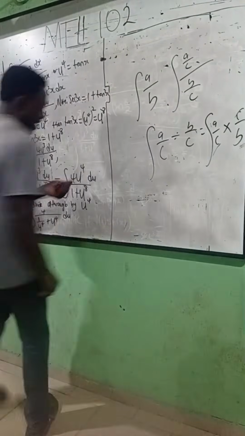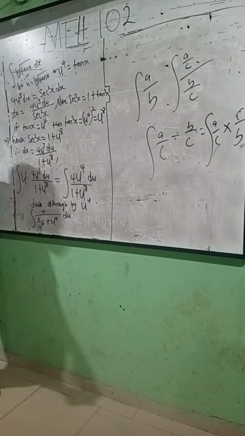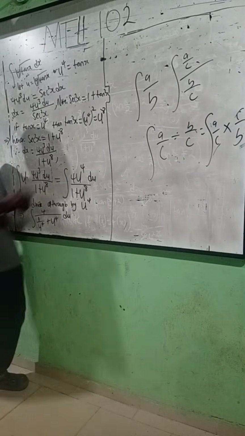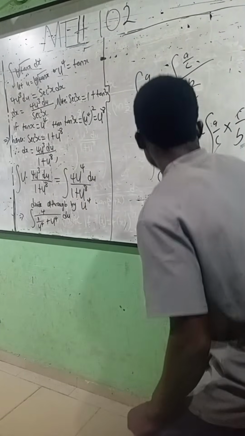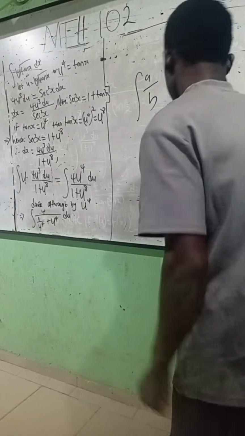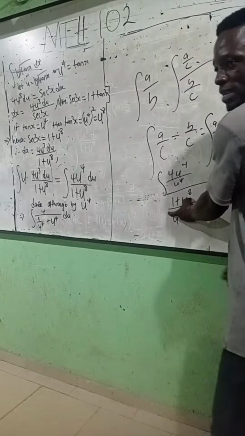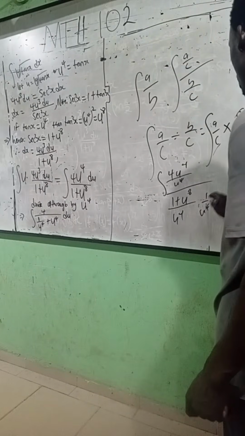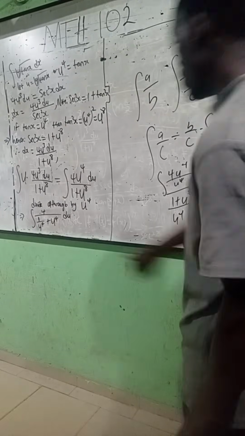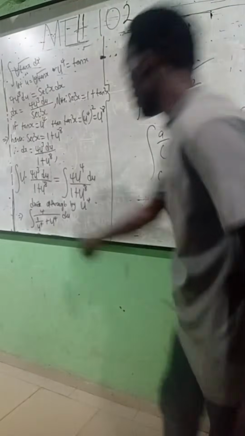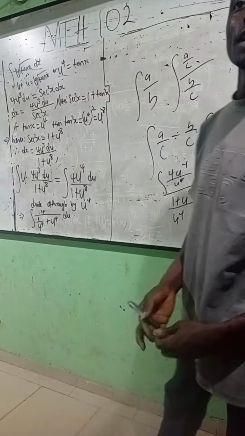What I'm doing here, I'm dividing both the numerator and denominator by u raised to power 4. So now if I divide this one by u raised to power 4, it becomes integral of 4u raised to power 4 over u raised to power 4 divided by 1 plus u8 over u raised to power 4. And now I can split this guy to 1 over u raised to power 4 plus u8 over u raised to power 4. So 1 over u raised to power 4 is this. u8 over u raised to power 4 is this. 4u4 over u4 is 4. Is it clear?